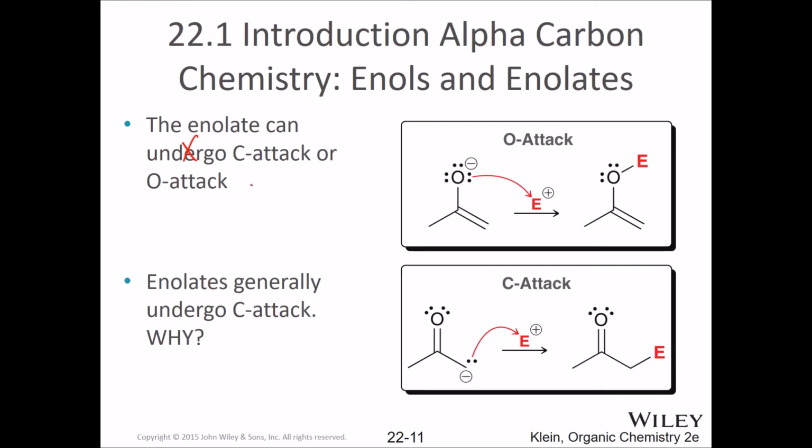I don't like the word undergo. I'm going to say effect. It can effect an attack by an oxygen or by a carbon, right? They generally effect carbon attacks. Why is that? Why? Bring that question to class. Enolates generally, for now you could memorize it. If you don't understand that, I would say it's going to be so common you might just want to memorize it. We're going to see that we're getting a reaction at the alpha carbon. Okay, so we're generally going to see that the carbon does the attacking.